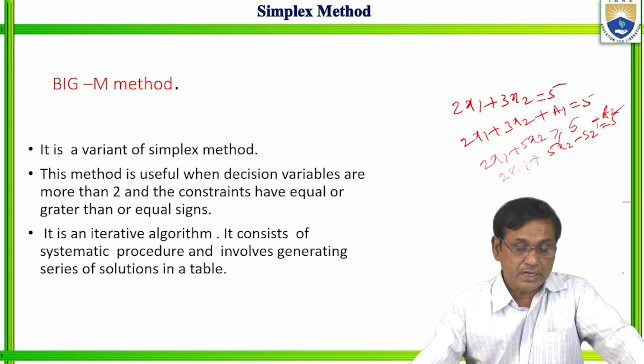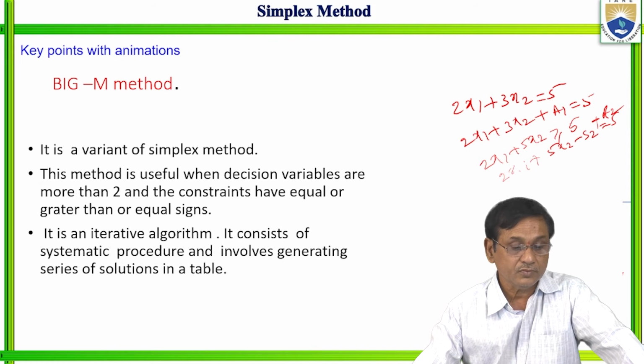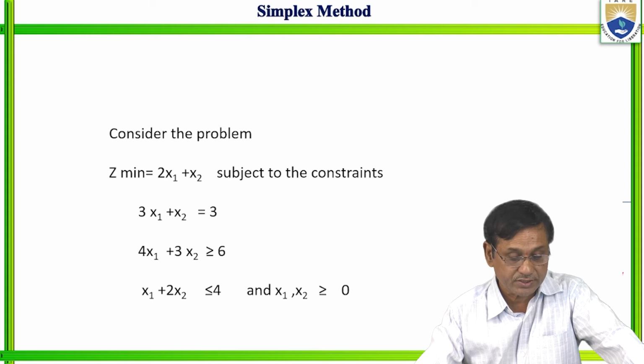So like that we have to convert the inequalities into equations. Now consider the problem. Z minimum is equal to 2x1 plus x2 subject to the constraints: 3x1 plus x2 is equal to 3, 4x1 plus 3x2 greater than or equal to 6, x1 plus 2x2 less than or equal to 4, and x1, x2 greater than or equal to 0.